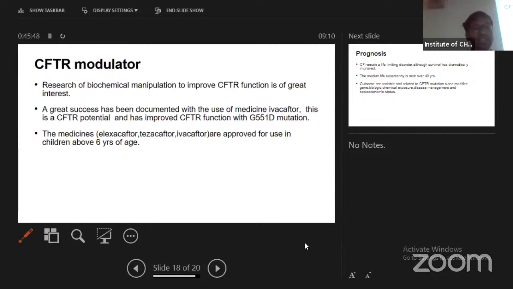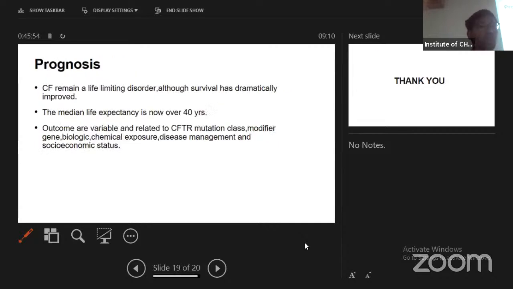Sorry, the medicines are approved for use in children above 6 years of age. The prognosis: CF remains a life-limiting disorder. Although the survival has dramatically improved in the last few decades, the median life expectancy is now more than 40 years. The outcomes are variable and are related to the CFTR mutation class and modifier genes, biological and chemical exposure, disease management, and socio-economic status.